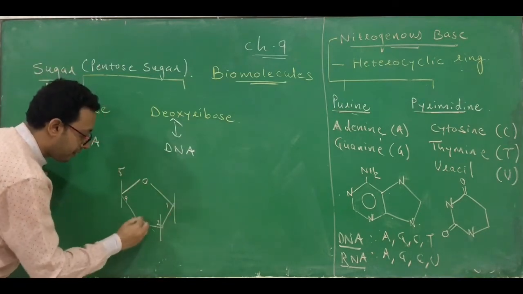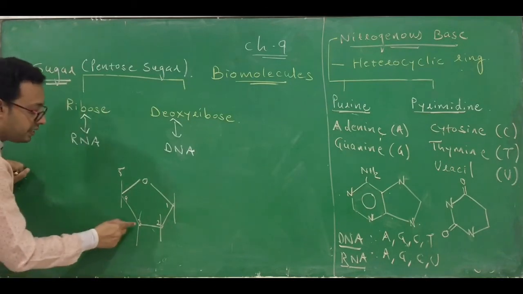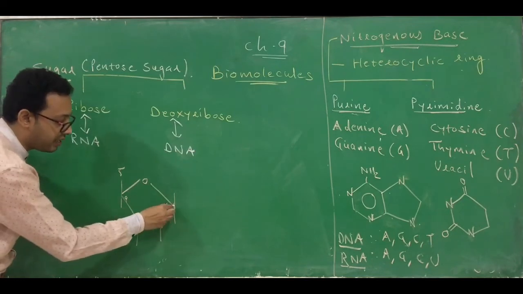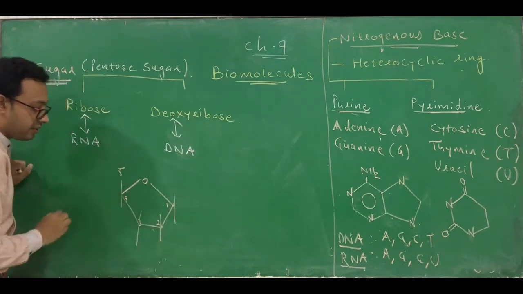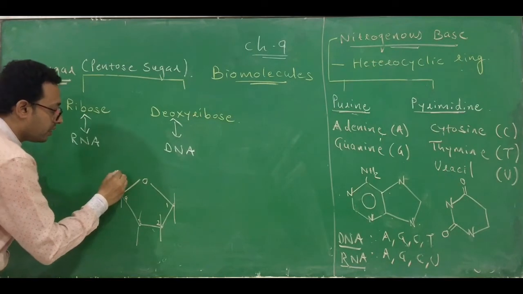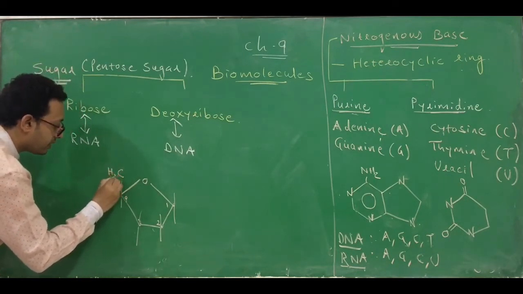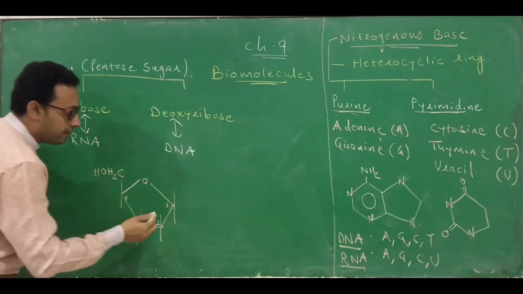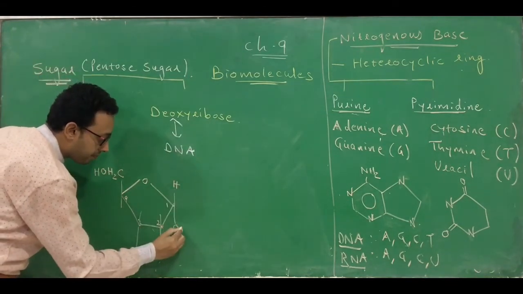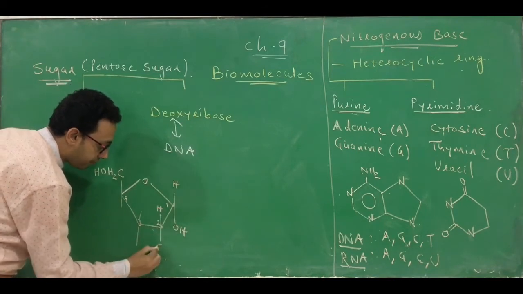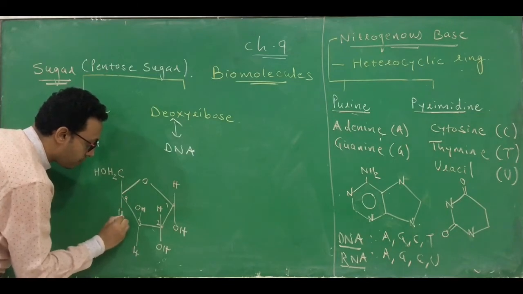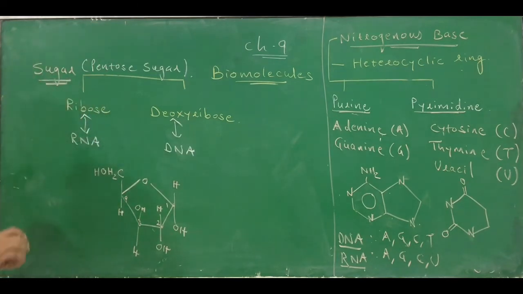Okay. This carbon has four valencies. These are the carbons, the angles which are formed. Okay. So this is the fifth carbon. On the fifth carbon, there is a CH2OH functional group. Okay. Here, OH, H, OH, H, CH2OH. This is the structure of ribose.